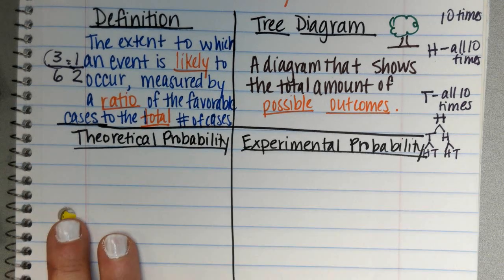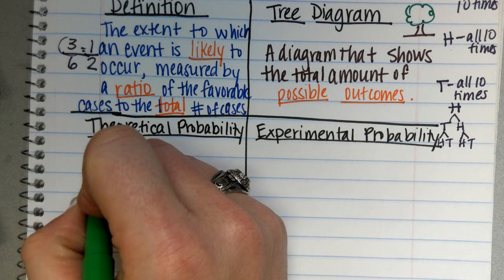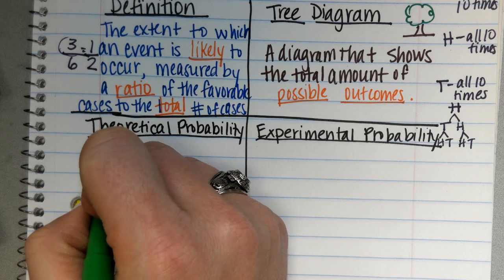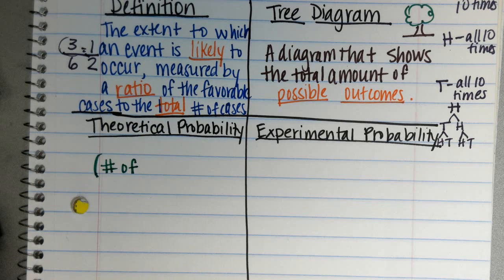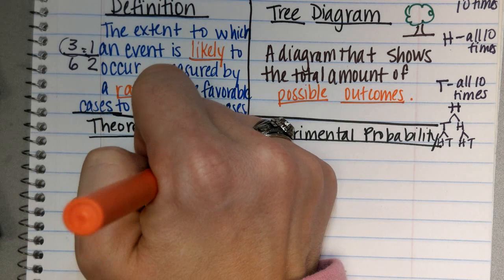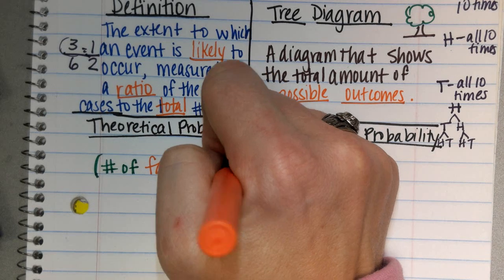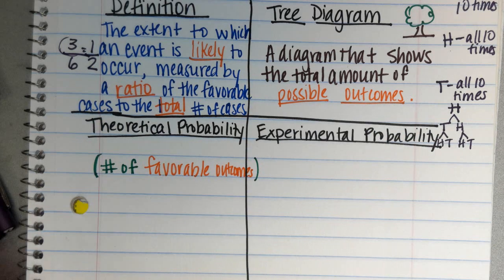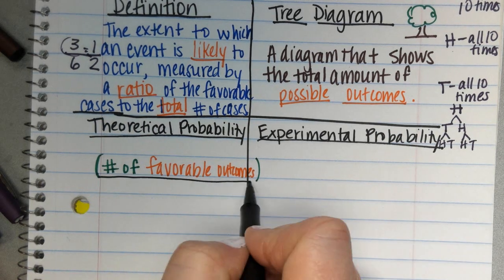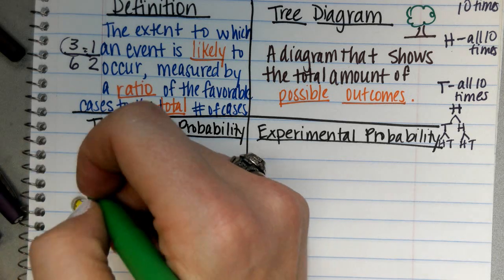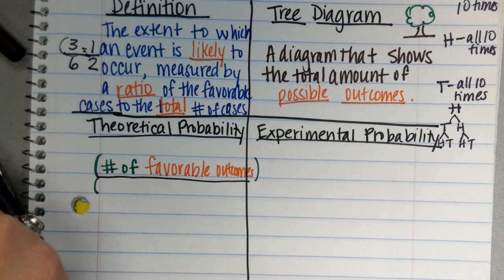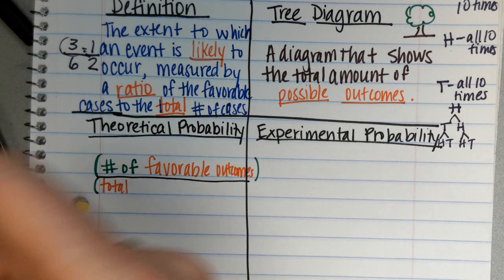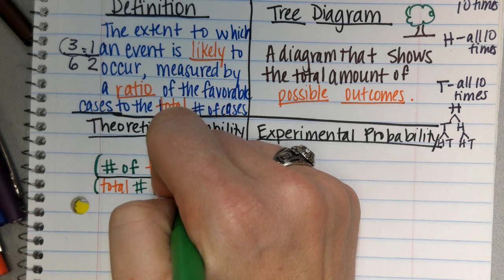Theoretical. That's a very big word. Don't get scared by it, okay? Theoretical just means, I'm going to put this in parentheses because it's going to be part of your fraction, the number of favorable outcomes, okay, divided by the total number of outcomes.